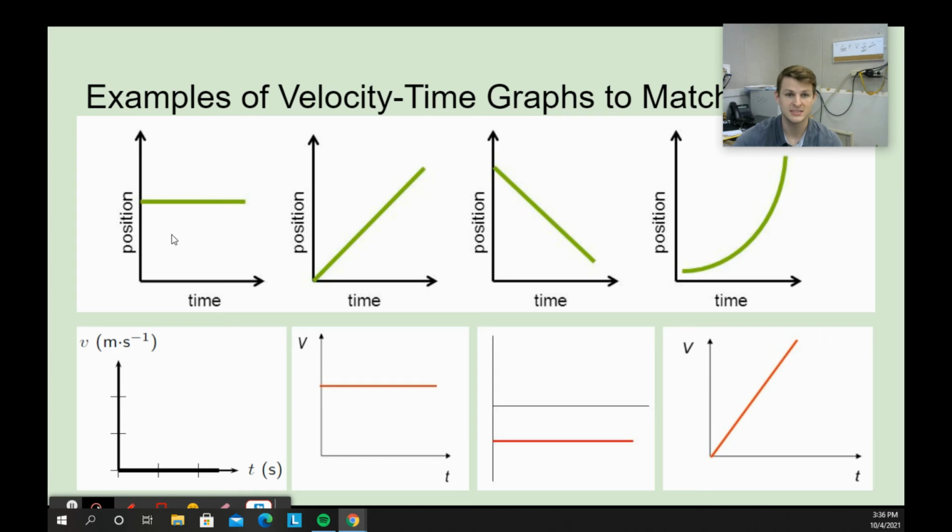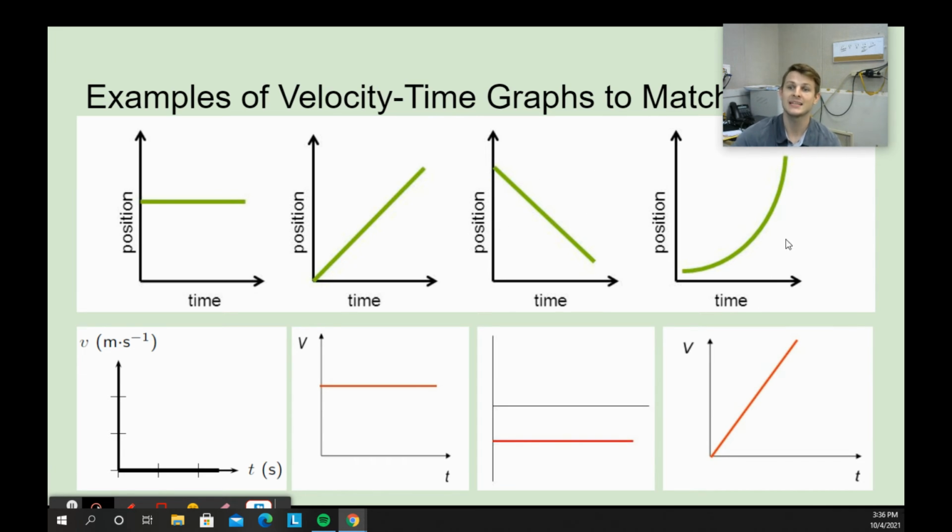change, or it's a constant position. It's not changing its position. In this case, it's changing its position. Constant, positive direction, so this is going to be a positive constant value for velocity. Negative constant value for velocity for a negative slope or a negative change in position.